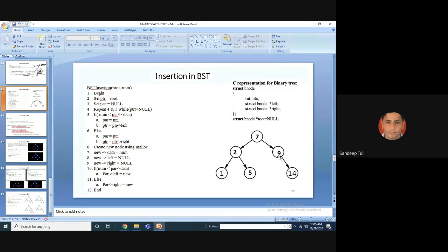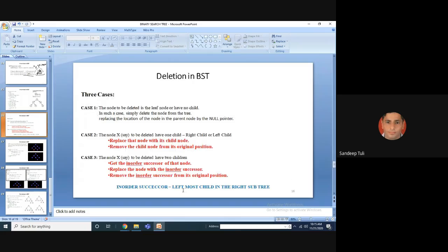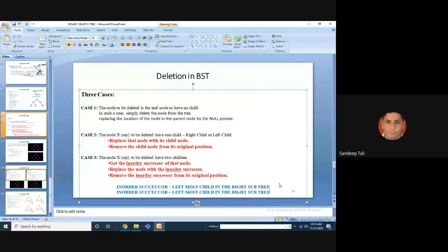One way to identify it: suppose someone gets confused about the leftmost node in the right subtree, then what we can do is find the smallest node in the right subtree. Please keep that in mind. Smallest node, smallest value in the right subtree. Is this understood by everyone? Yes, sir. The leftmost will be the smallest node in the right subtree. You can also say smallest value.